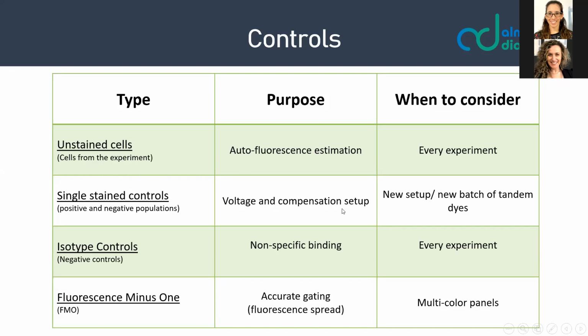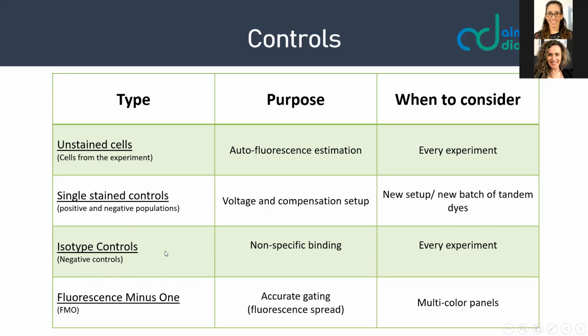It is important to remind you that the single stain controls need to be treated exactly in the same way as your cells will be treated. So if you are using fixative and permeabilize your cells, the single stain controls should also be fixed and permeabilized. You need to do it in every new setup or also in a new batch of tandem dyes. If you have a new batch of tandem dyes, you should again run single stain controls in order to perform a new compensation.